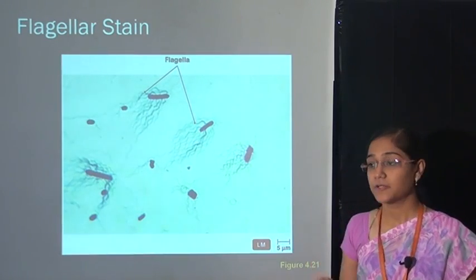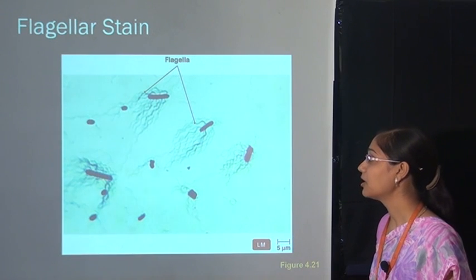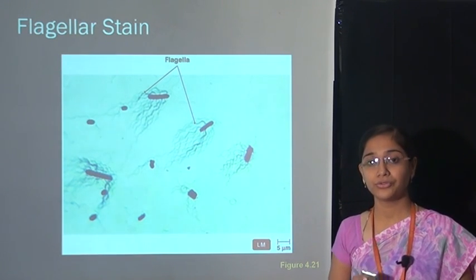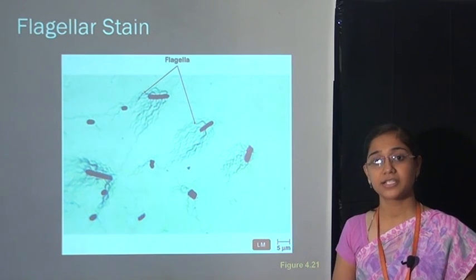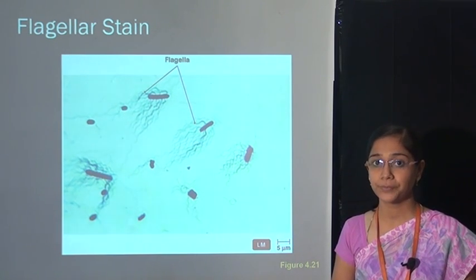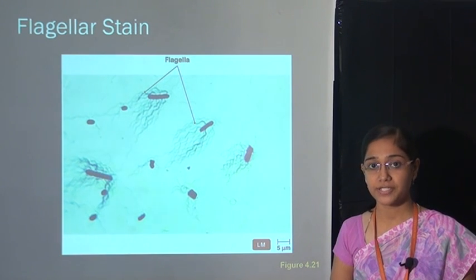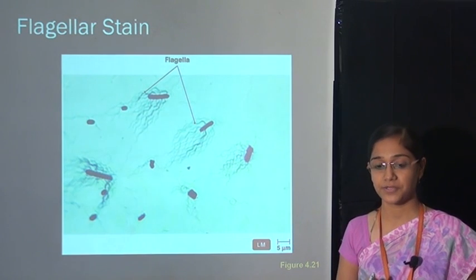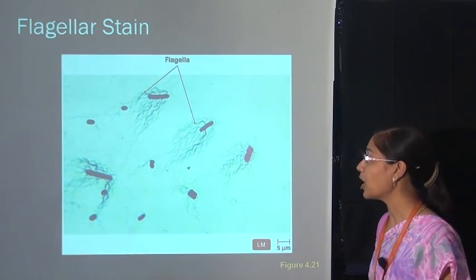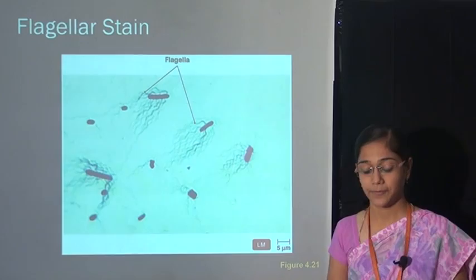flagella staining. This is the figure of the flagella. You are very well aware of what flagella are. Flagella are the organelles of locomotion, which help in the motility of the microorganisms. This is the microscopic observation of flagella staining.